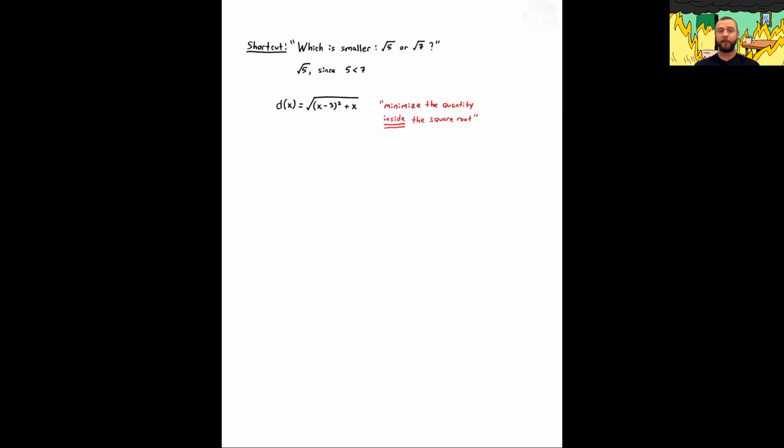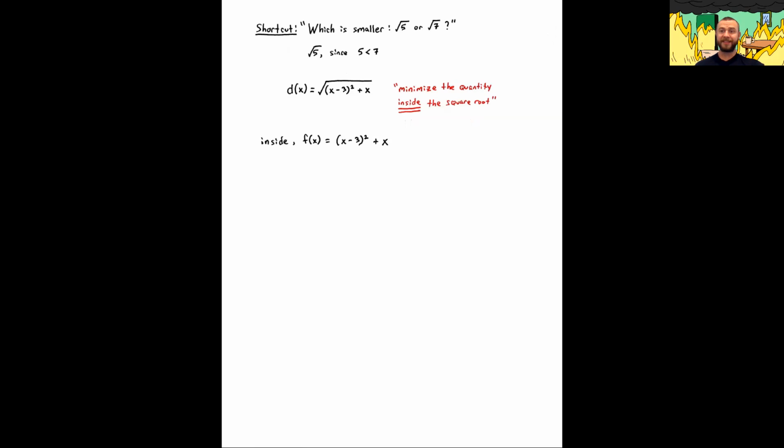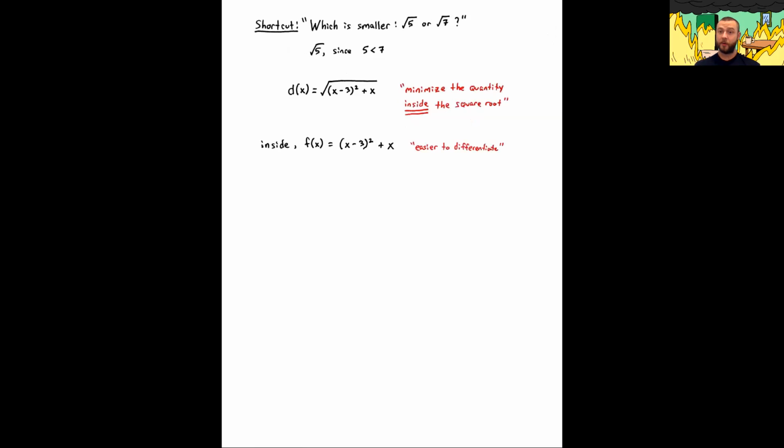Now, how does this help us for our problem? If we're trying to minimize this square root function, it's equivalent for us to minimize the quantity inside the square root. Now, we don't have to do this, but it gives us a simpler function to differentiate. If we take a look at the inner expression as a function of x, we can write this without a square root. The inside is just x minus 3 squared plus x. And that's going to be a lot easier to differentiate with the rest of the steps for optimization, finding the derivative, finding the critical points, and finishing it from there.